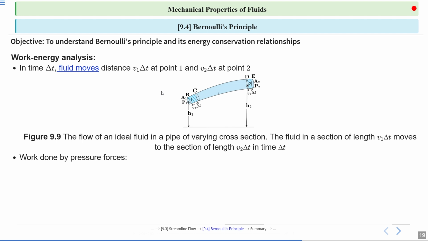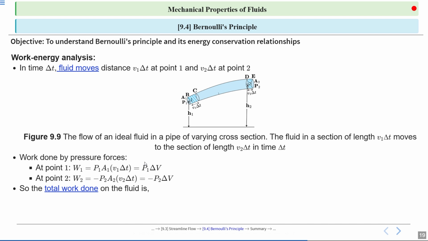So work done by the pressure forces at point first, W1 equal to P1 A1 into V1 into delta T, is equal to P1 into delta V. At point 2, W2 equal to minus P2 A2 into V2 into delta T, is equal to minus P2 delta V.